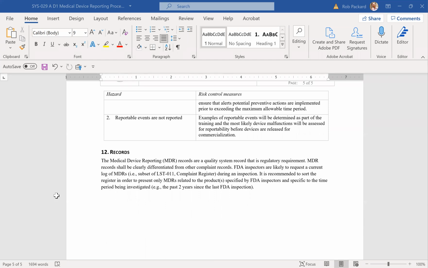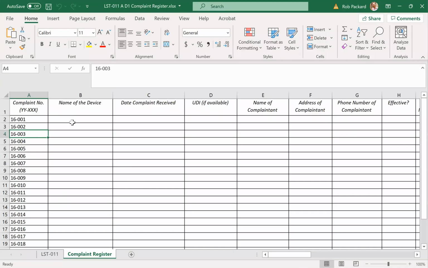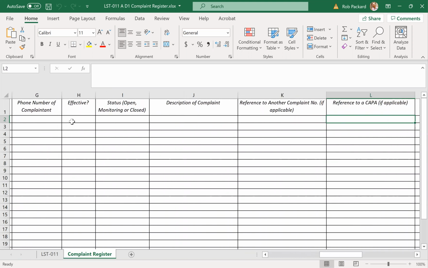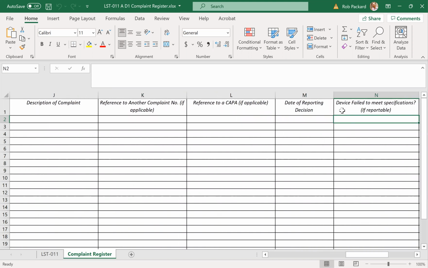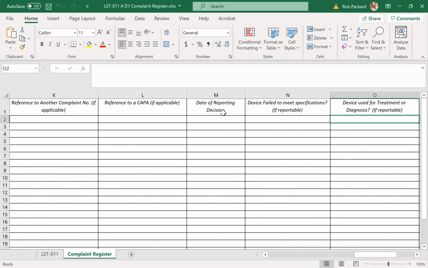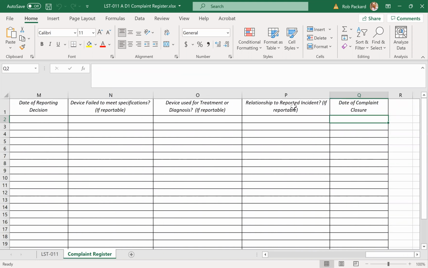Here's our complaint register. We have a lot of information that is required for a complaint record, but if you go all the way to the right over here, we have some of these headings that says if applicable, and then we have the date it was decided whether it's reportable or not. And then if it's reportable, we have additional information that should be in the record. And so we have those right in the log, these three questions.